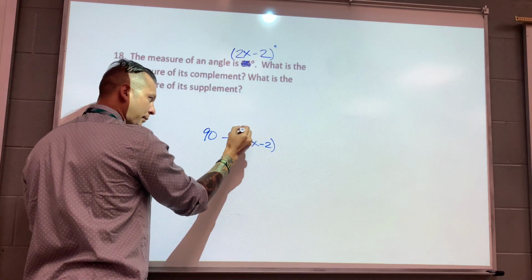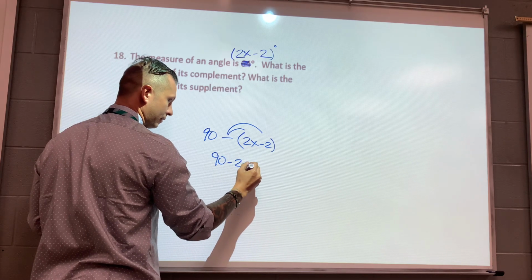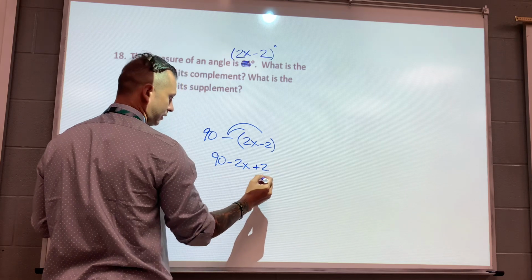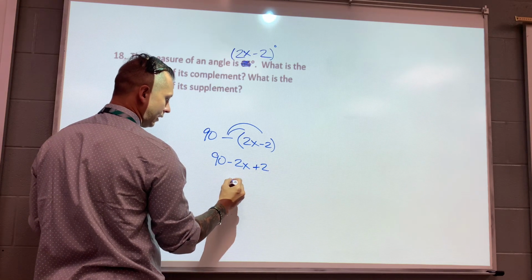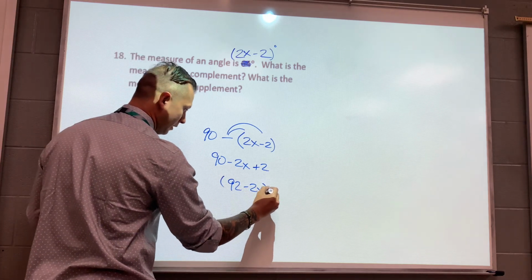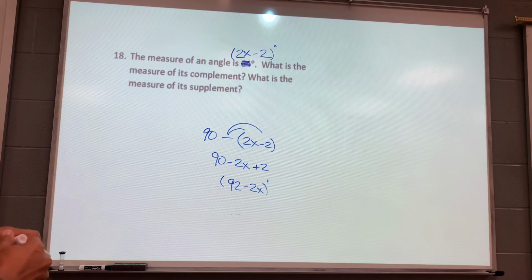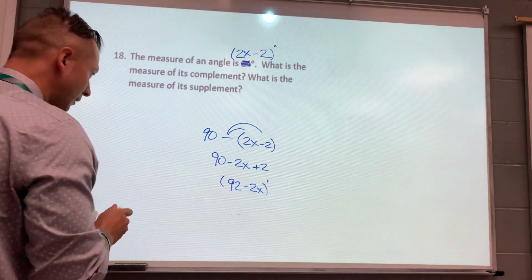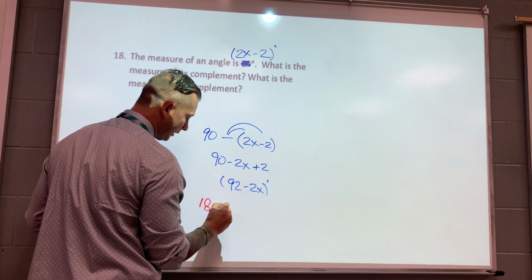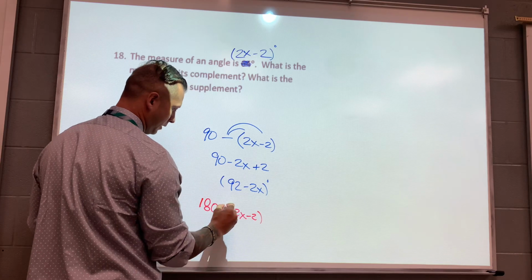You have to distribute. Negative and negative makes a positive. So this is going to be 92 minus 2x. That's the complement. The supplement would be the exact same thing, just 180 minus it. Distribute.